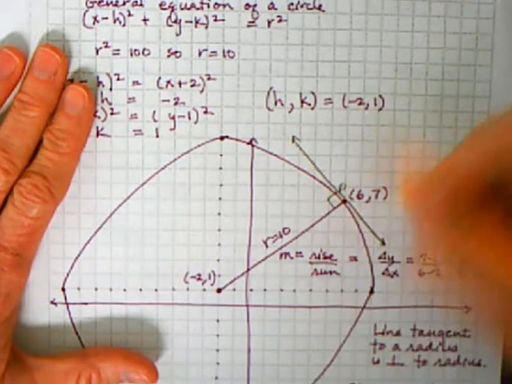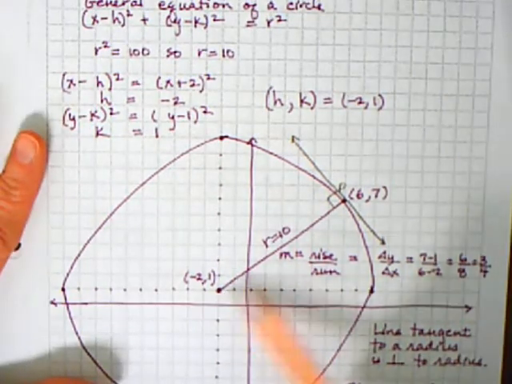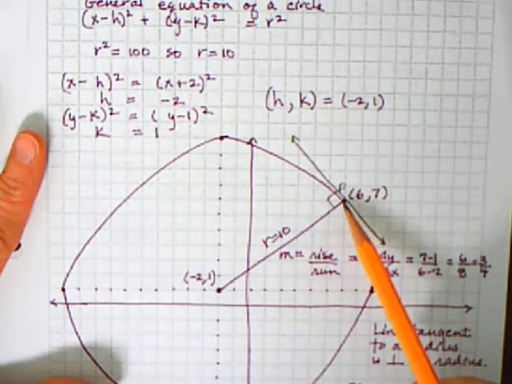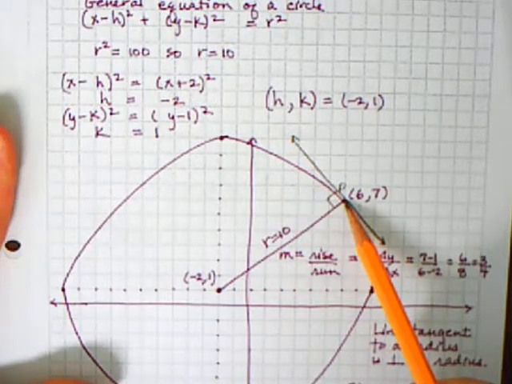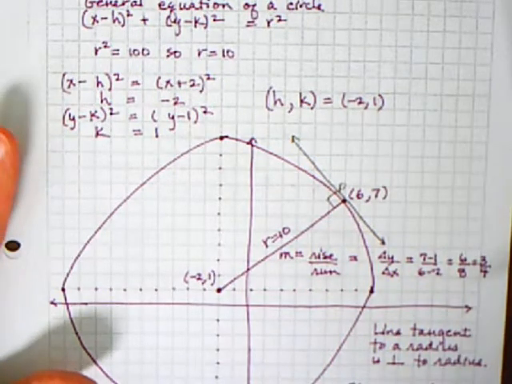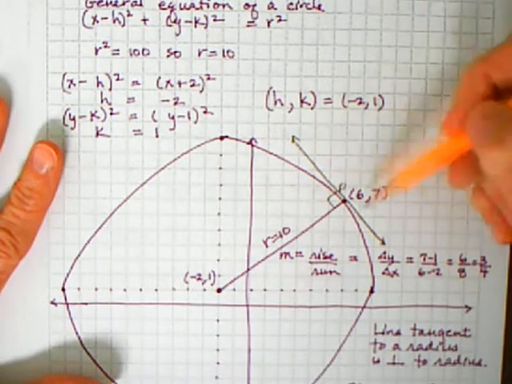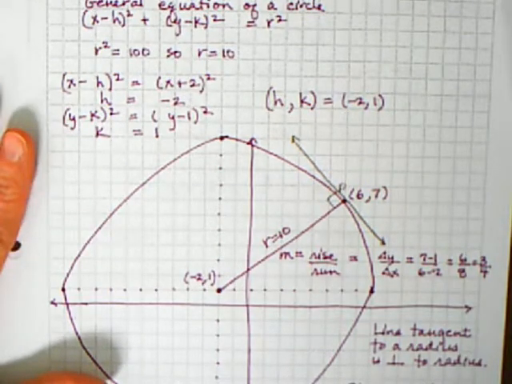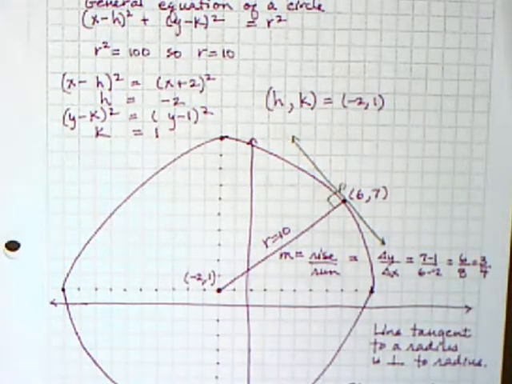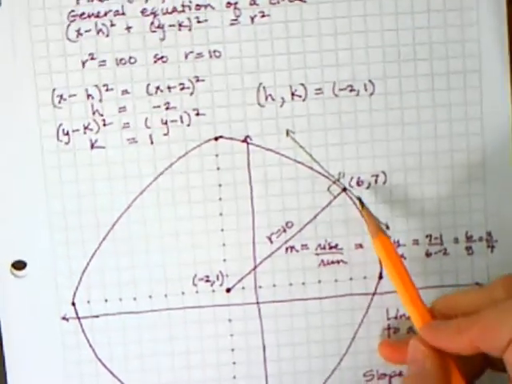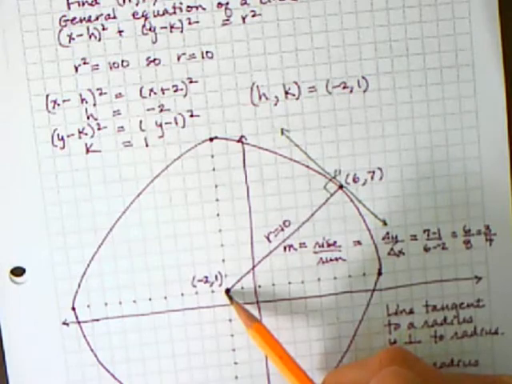So if somehow I can find the slope of the radius, then I can use the fact that perpendicular lines have slopes that are negative reciprocals of each other. I can use that fact to figure out the slope of the tangent line. So I need to find the slope of the radius. Well, I have one point, (6, 7), but to find the slope, I need another point.